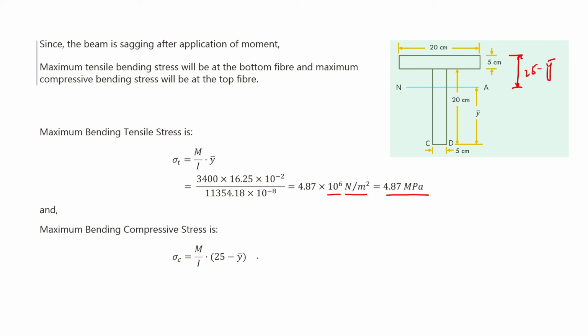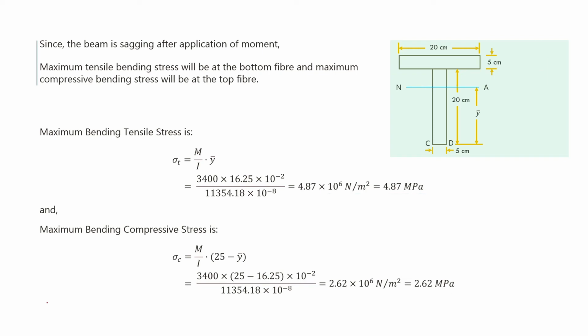So now further putting the values, this is 3400 upon 11354.18 into 10 to the power of minus 8 into 25 minus 16.25. This is in centimeter, so we are converting the value from centimeter to meter. We are multiplying it by 10 to the power of minus 2. So finally we will get maximum bending compressive stress as 2.62 megapascal.